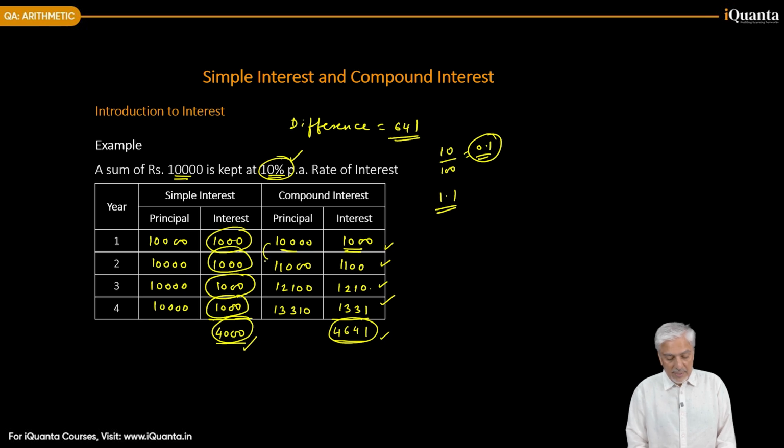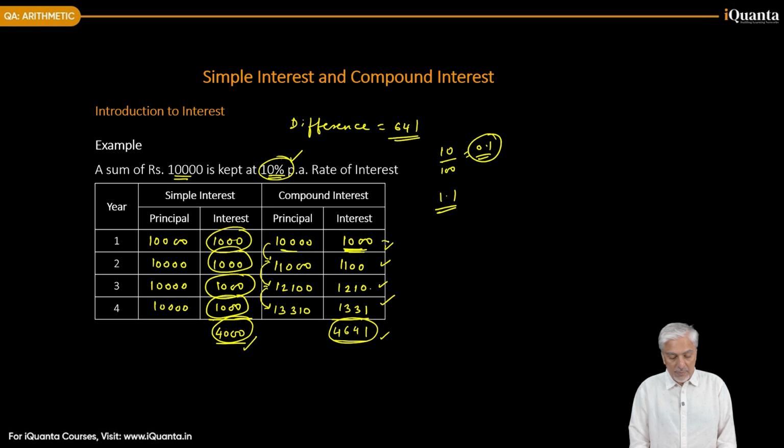10,000 multiplied by 1.1 gives you 11,000. 11,000 multiplied by 1.1 gives you 12,100. And 12,100 multiplied by 1.1 gives you 13,310. And exactly the same logic is followed over here also.